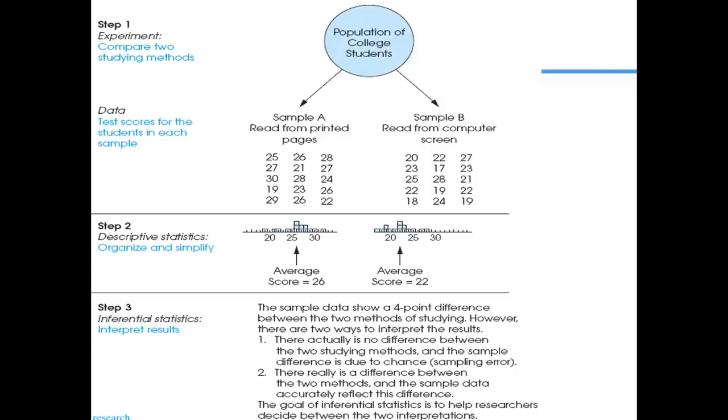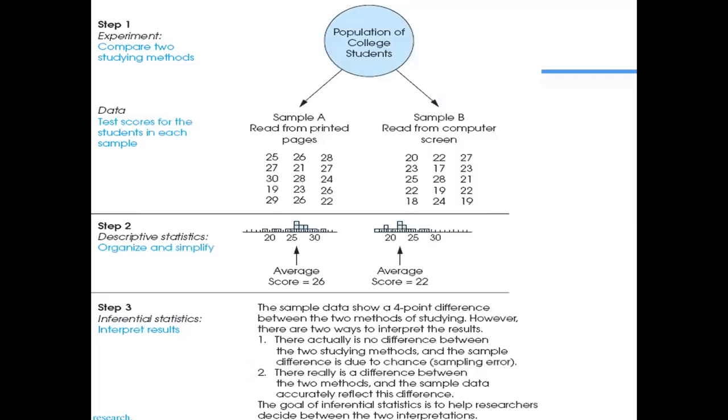Well, step 1, we need to summarize and describe the data. That's where descriptive statistics comes in. We can plot our data in different graphs and charts. Okay, and we can even compute the average score. The average score on exams for students reading from printed pages is a 26, and the average score from students who read on the computer screen is 22. Okay, so right off the bat, you might be thinking, wow, there's a 4-point difference. Reading from the printed pages looks like it's more effective, but that is a premature conclusion.